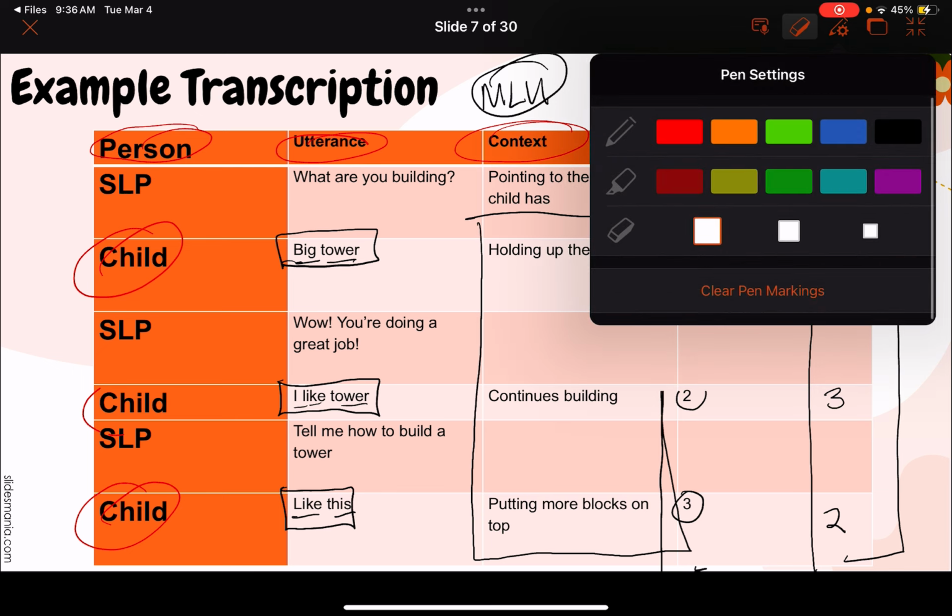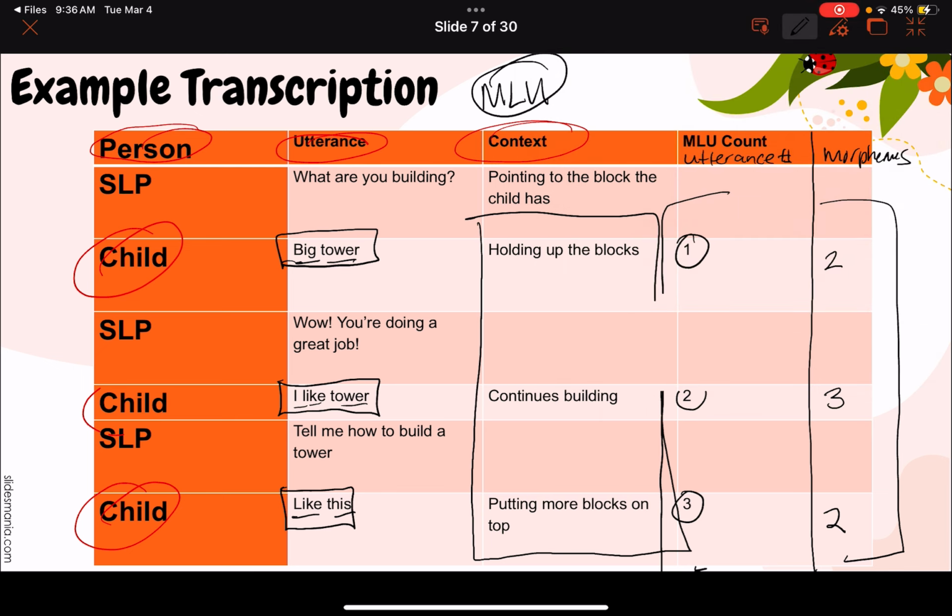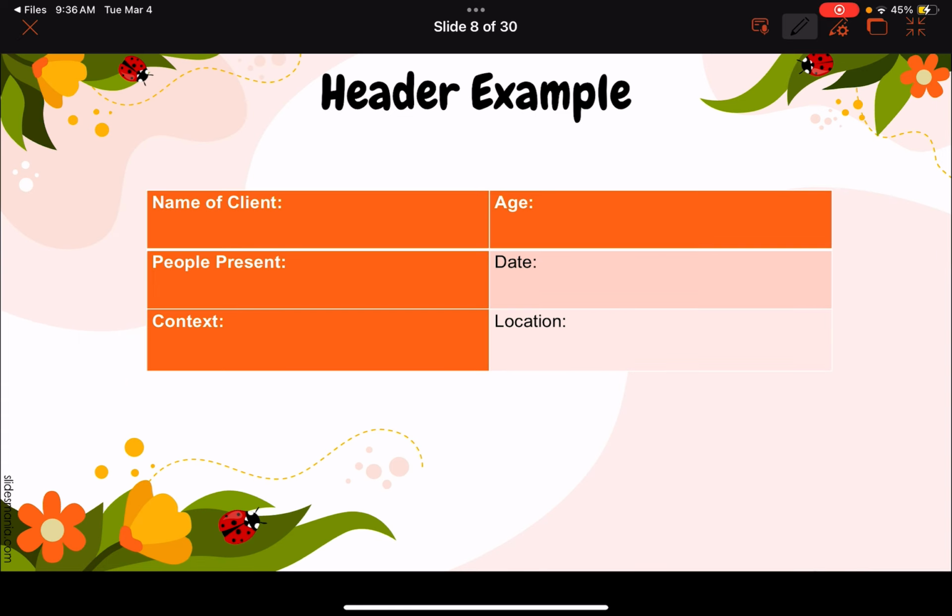So I would just really suggest that you do that so that you make sure that you don't mess yourself up. Just a little pro tip there. All right, so here's what a header might look like. It's really important that we have the name of the client, the age, the date the sample is taken, and who are all of the people present.